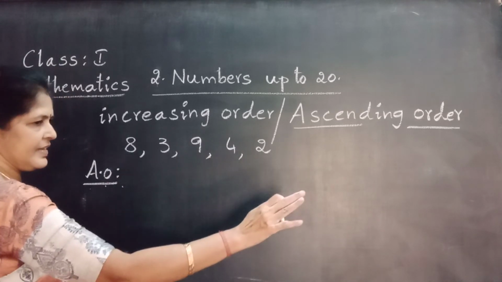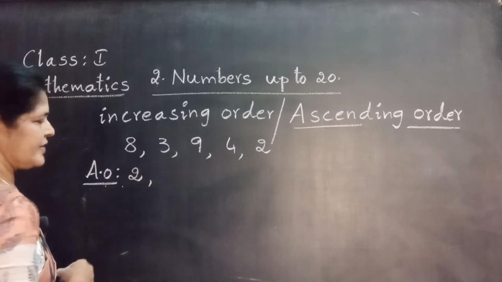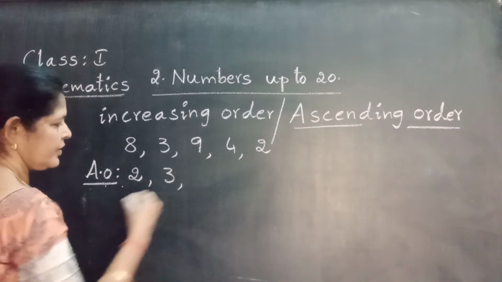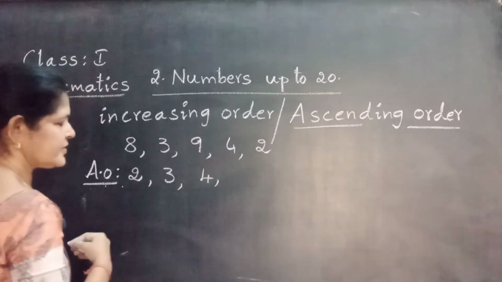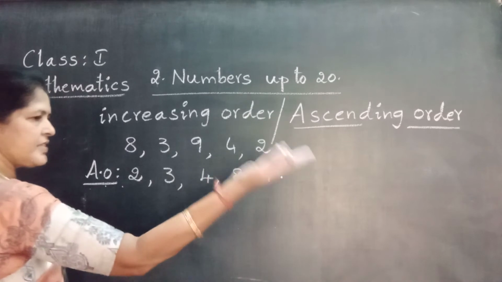All are one-digit numbers. Which is small? 2. 2 goes in the first place. Next, 3. Next, 4. Next, 8. Next, 9 is big. It comes last.